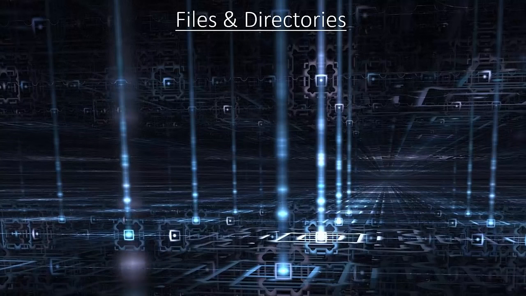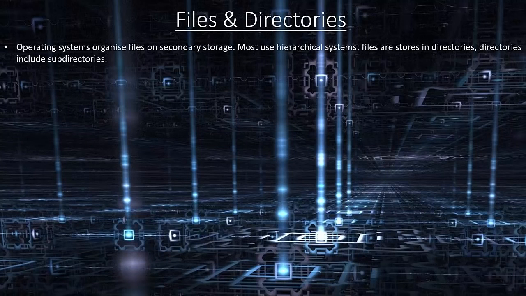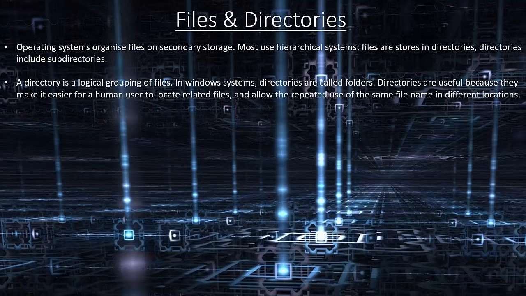Files and directories. Operating systems organize files on secondary storage. Most use hierarchical systems. Files are stored in directories. Directories include subdirectories. A directory is a logical grouping of files. In Windows systems, directories are called folders. Directories are useful because they make it easy for a human user to locate related files and allow repeated use of the same file name in different locations.